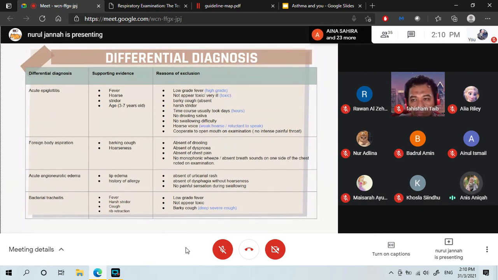Why? Because this patient also has lip edema and a history of allergy. But then why do we exclude this? Because there is no urticarial rash, no dysphagia without hoarseness, and also no painful sensation during swallowing.